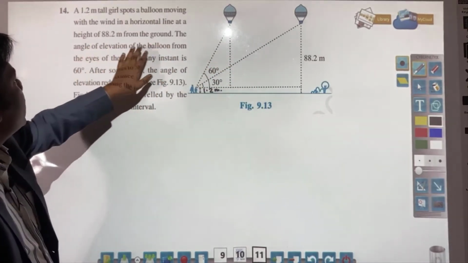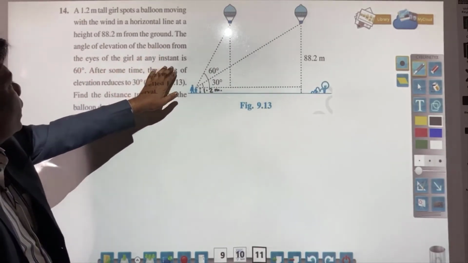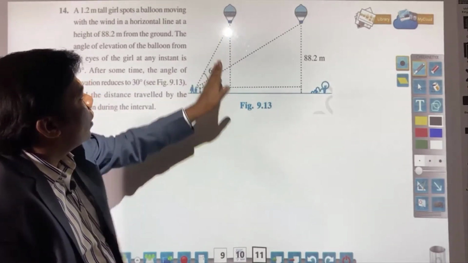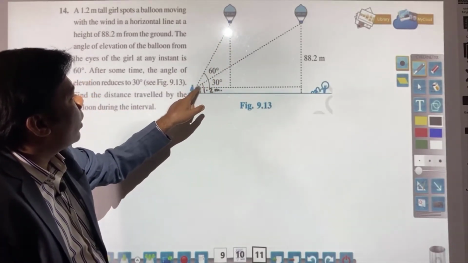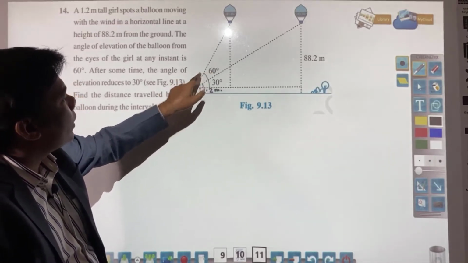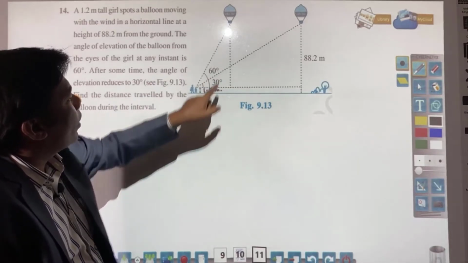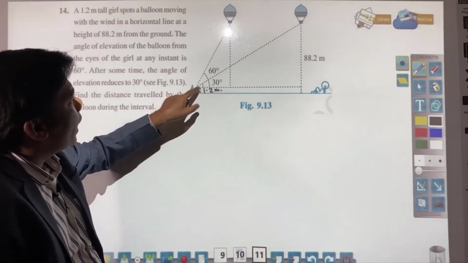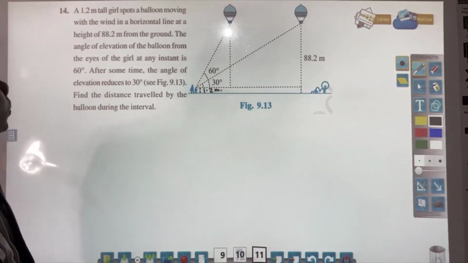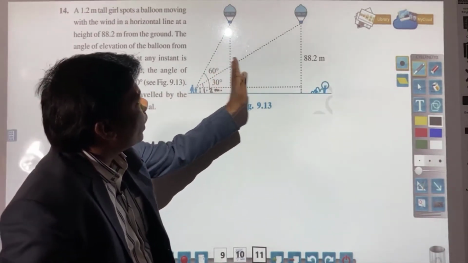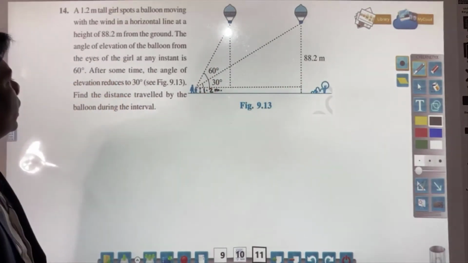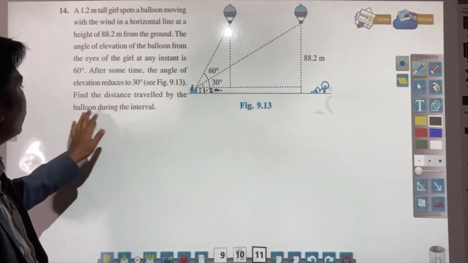The angle of elevation of the balloon from the eyes of the girl at any instant is 60 degrees. After some time, the angle of elevation reduces to 30 degrees. You see, the balloon has moved horizontally, and the angle of elevation has now become 30 degrees. Find the distance travelled by the balloon during the interval.